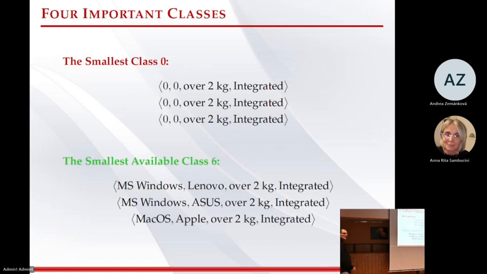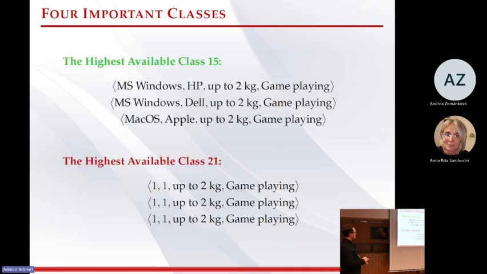Okay, there is a problem, so we find available classes. The smallest class is this, and these laptops don't exist. Okay, so that means the smallest available class is 6. These three laptops we can buy, so this is the smallest available class. On the other hand, the highest available class is 21.